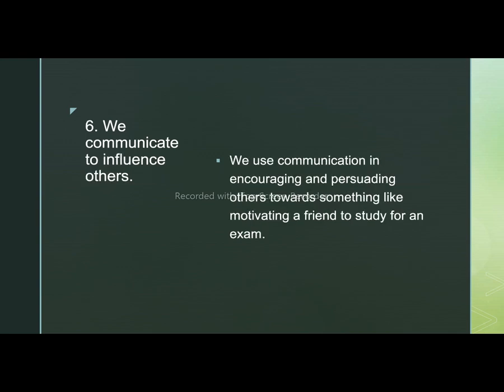So number 6, we communicate to influence others. We use communication in encouraging and persuading others towards something like motivating a friend to study for an exam. You want others to do something that you want, we use communication. Otherwise, you cannot do something.